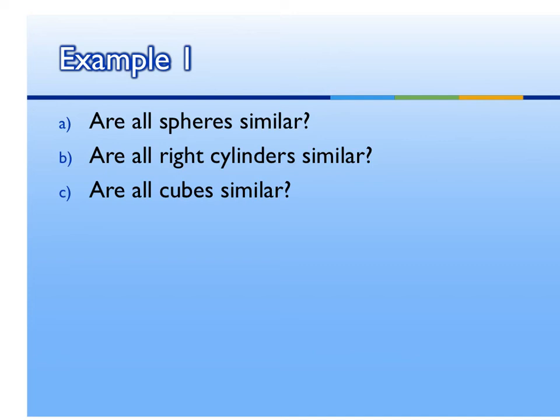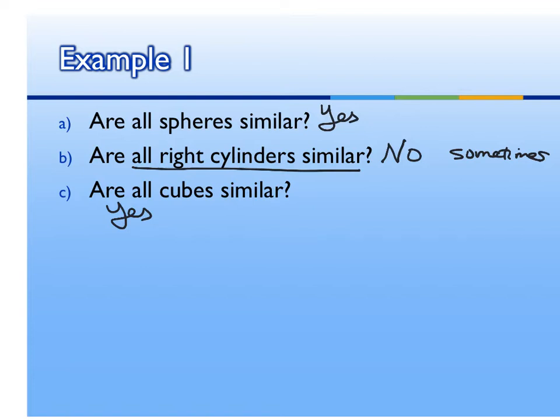here's our examples. Are all spheres similar? We just saw this. Yes, they are. Okay, let me jump down to C. Are all cubes similar? We just stated this 2 slides ago. Yes, they are. Now, but as far as are all right cylinders similar, this would be no. And I'm going to show you 2 different examples. This is only sometimes.